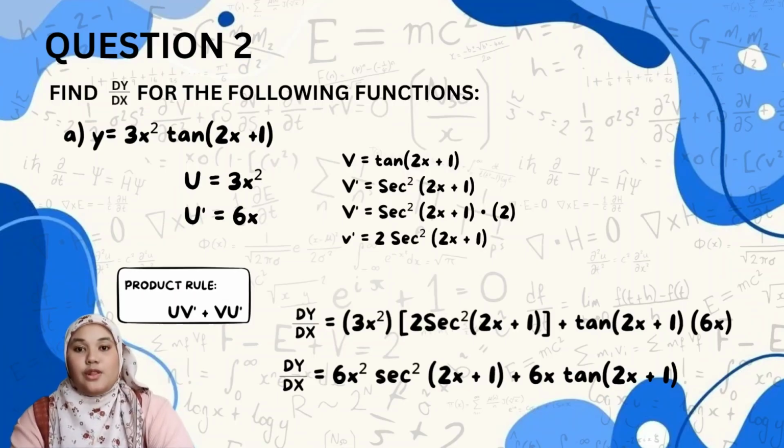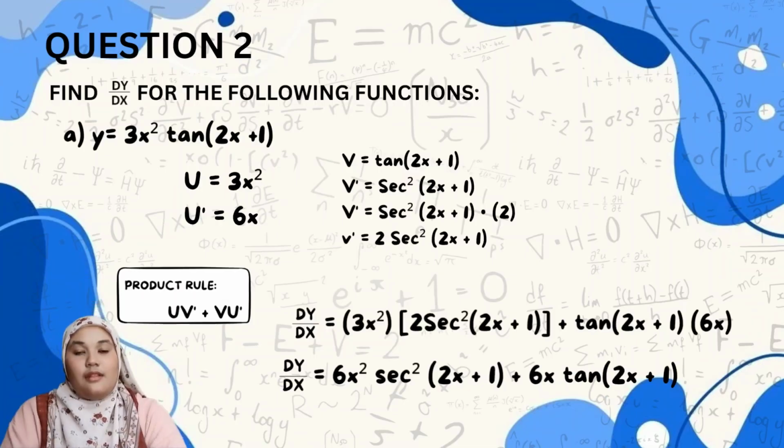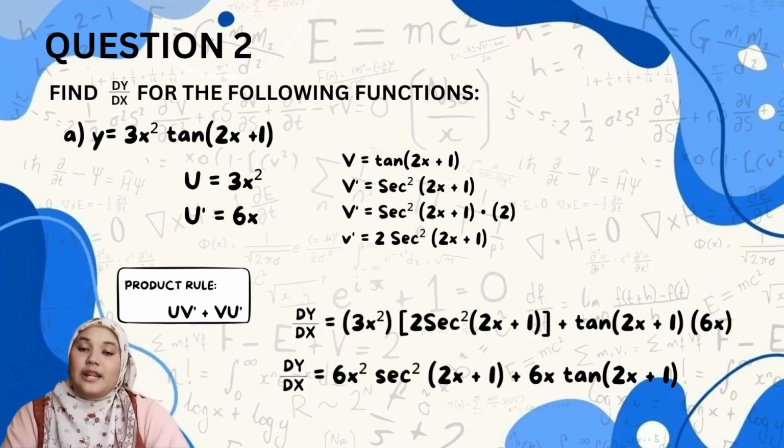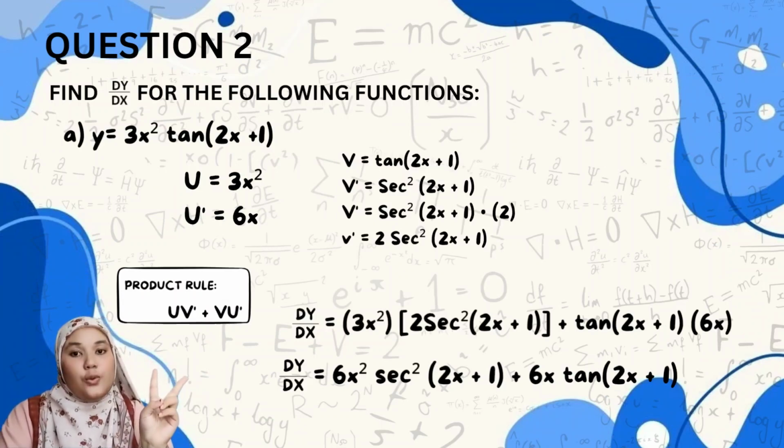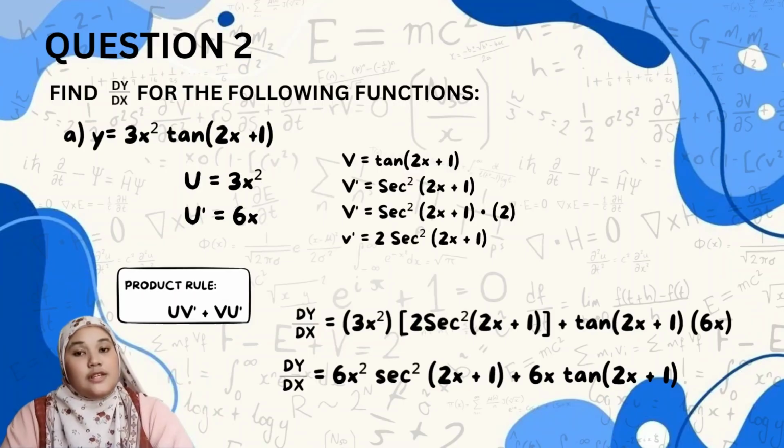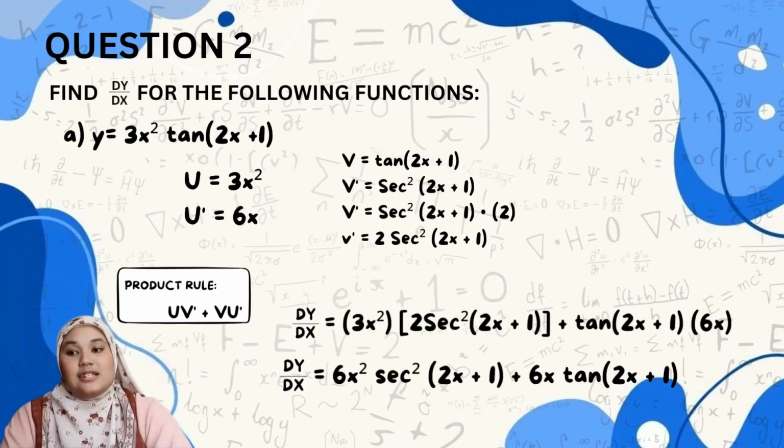Now, let's move to question 2a. To find the derivative of this function, we apply the product rule and combine it with the chain rule. To break this down, we split the function into two parts, u and v. Our first part, u, is 3x squared and its derivative is simply 6x using the power rule. Our second part, v, is tan(2x plus 1).